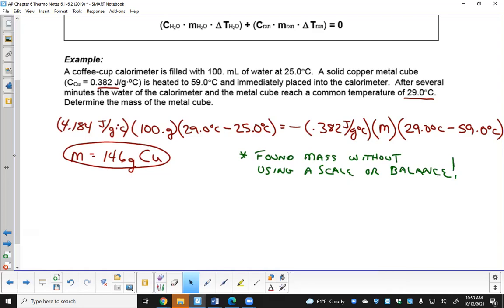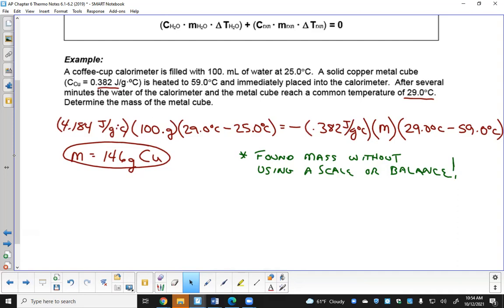It is kind of neat that you can take the volume of the water, get the mass of the water by density, do all the stuff, never use the scales once and still find out the mass of the sample of copper. Worst way ever to find the mass of copper, though, because these coffee cup calorimeters do not give the best results. Hard to believe, I know. You're looking at this and saying, that's high-tech science right there. Quality of results, not so good.